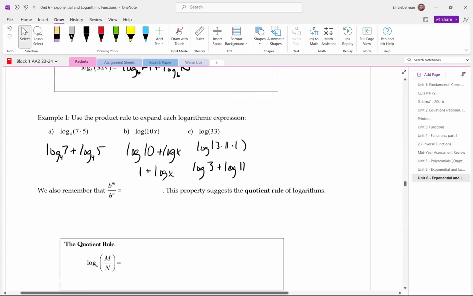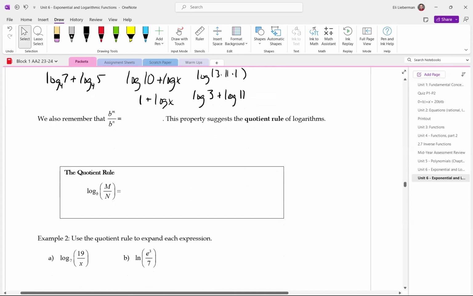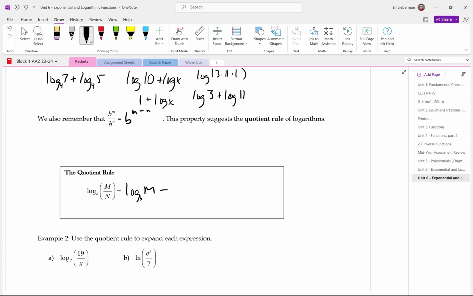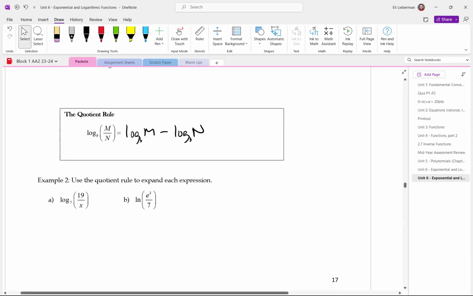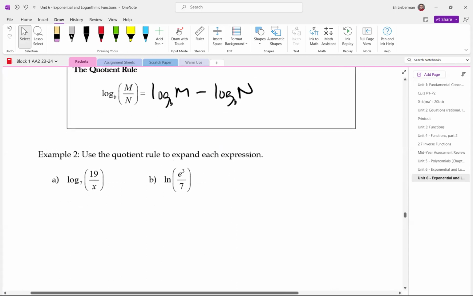Okay, so that's the first of 3 big properties. The next one. We know that b to the m over b to the n is equal to b to the m minus n, which suggests the quotient rule of logarithms. If you have log base b of a quotient, do you already know what this is going to be equal to? Log base b of m minus log base b of n. I'll give you a minute to work through A and B. So expand and simplify completely, I'll say.